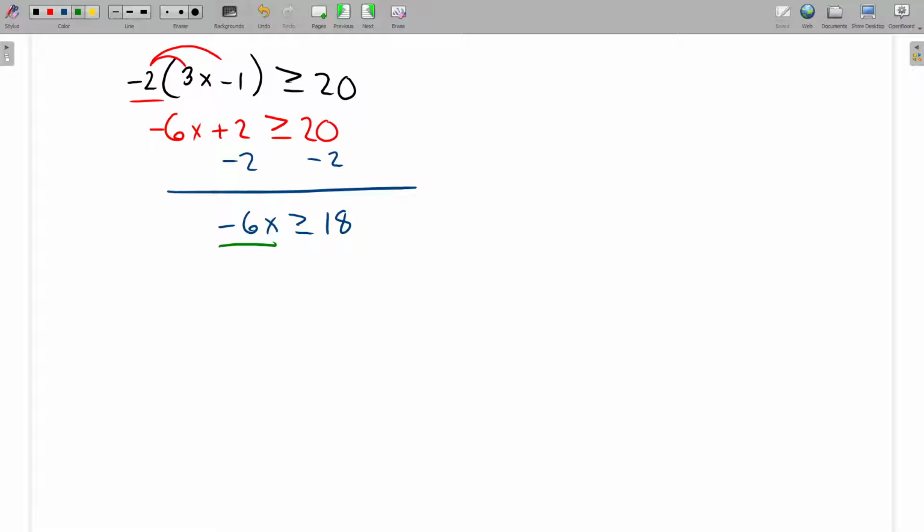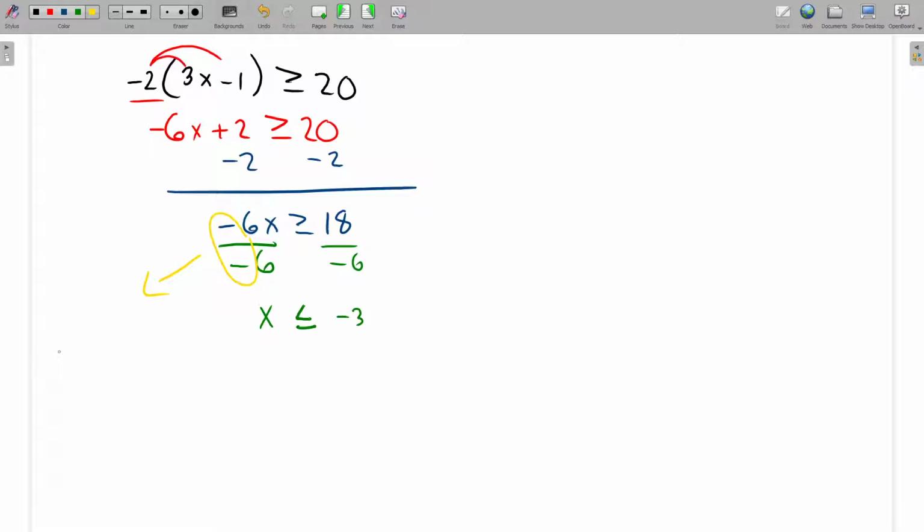When we divide by the number in front of x, this negative 6, we're still going to be left with an x, and we're still going to have 18 divided by negative 6 is negative 3, but the symbol is going to flip, meaning instead of being greater than or equal to, it's going to be less than or equal to.